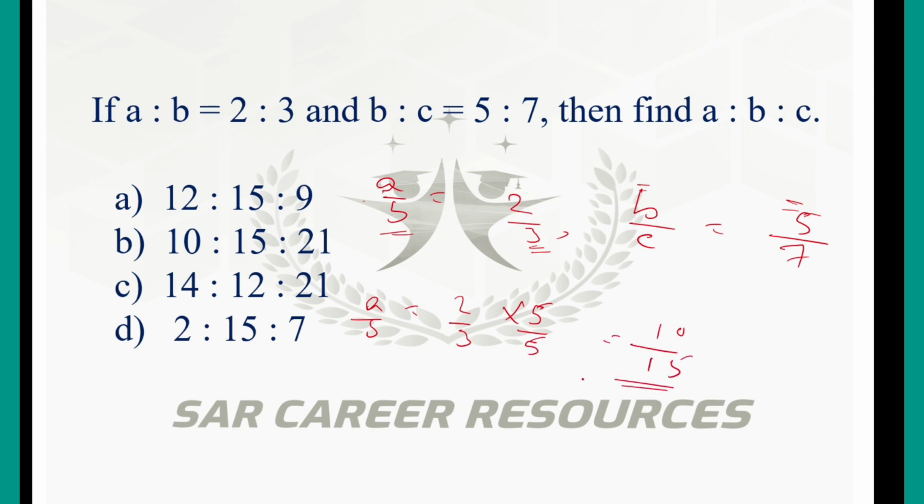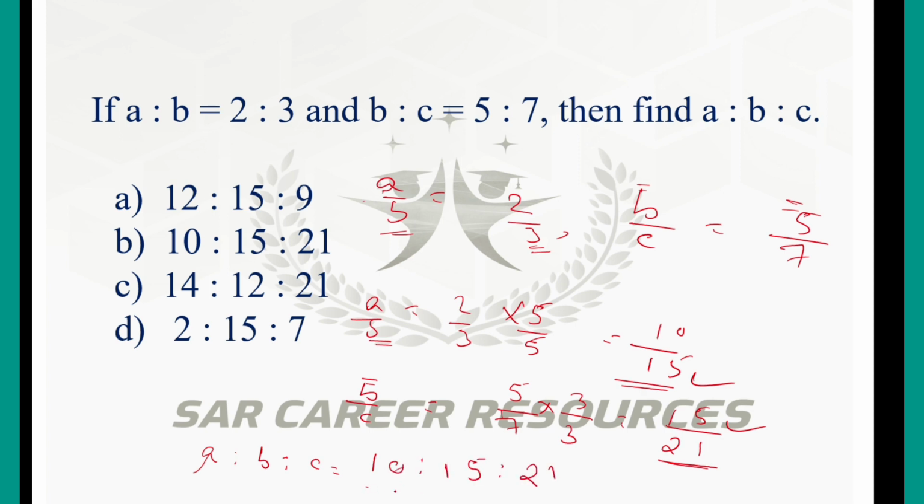So what can be done? We have to multiply by a constant for the numerator and denominator. So multiply A by B, that is 2 by 3, into 5 by 5, right? We get 10 by 15. This is why we are multiplying, to make the common quantity of the ratios equal. Then B by C, 5 by 7, into 3 by 3, both numerator and denominator. So we will get 15 by 21.